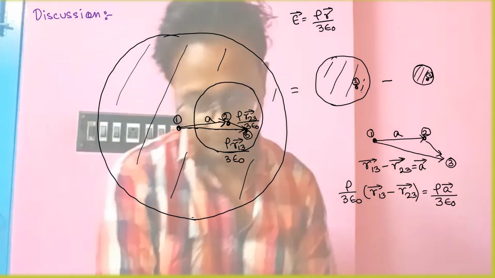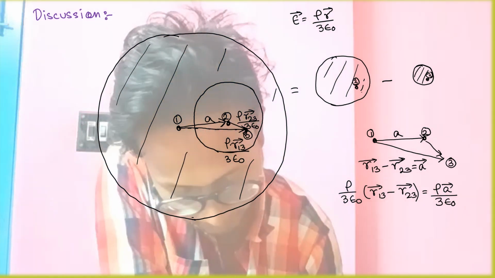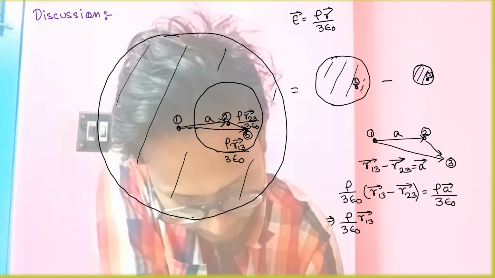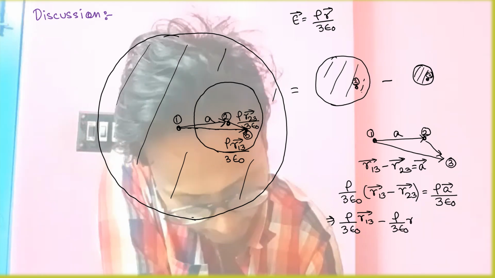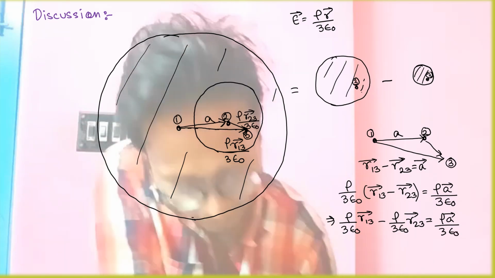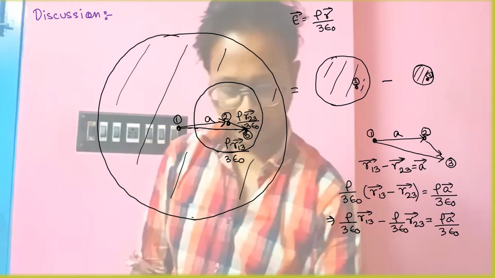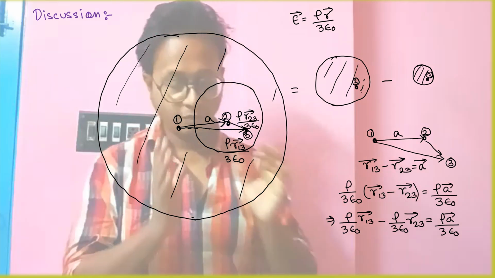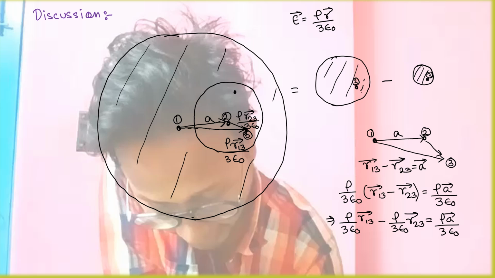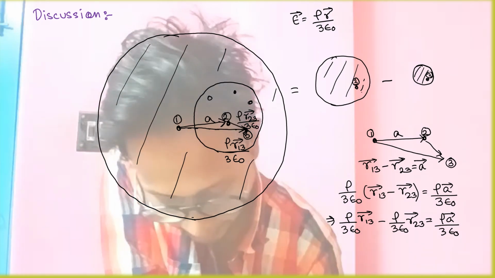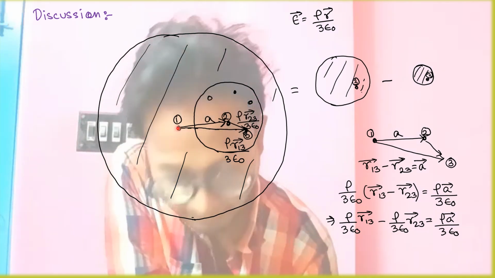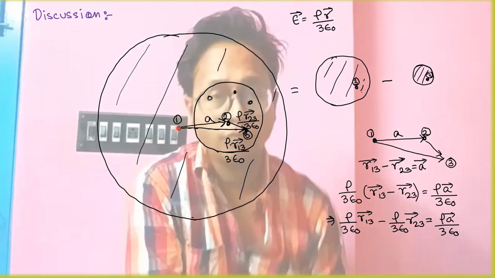So what I can say is that rho by 3 epsilon naught R13 vector minus rho by 3 epsilon naught R23 vector is equal to rho a by 3 epsilon naught. Now what does this signify? What have I done here? If you observe very closely, it doesn't matter wherever inside the cavity you place the point, R13 vector minus R23 vector will always be the a vector.